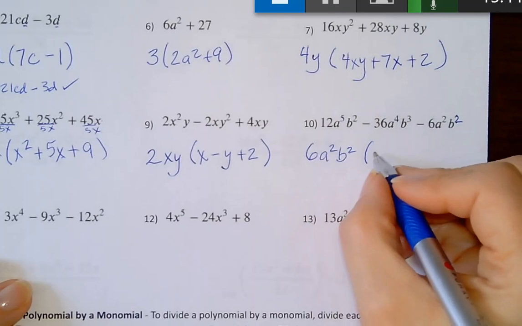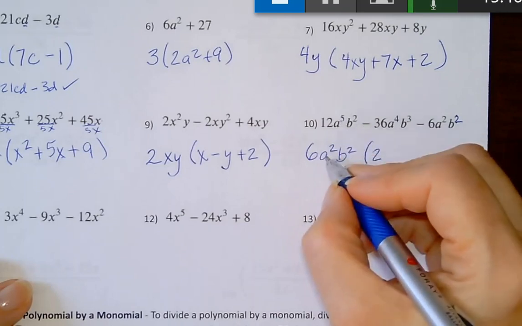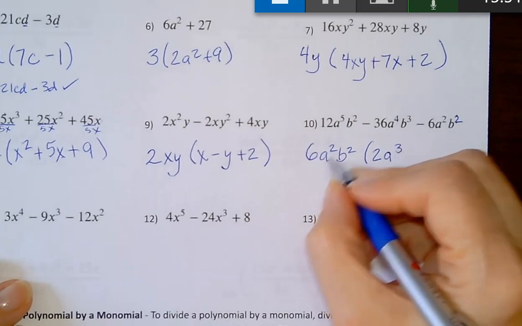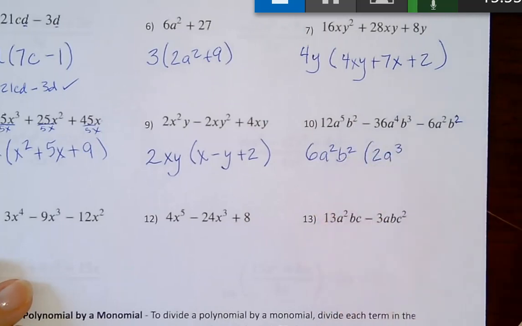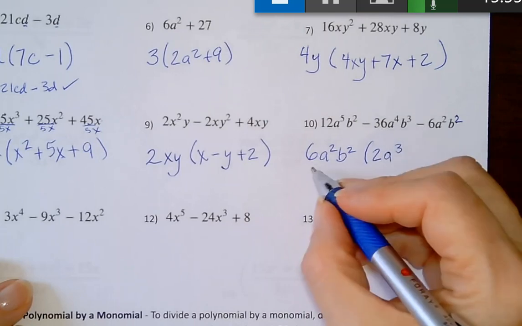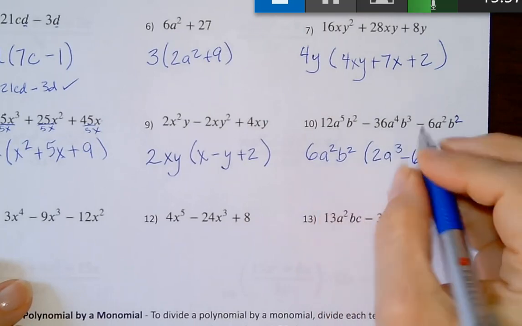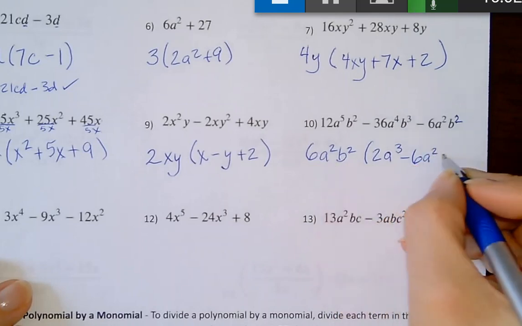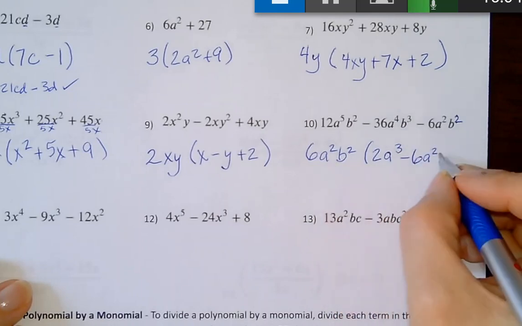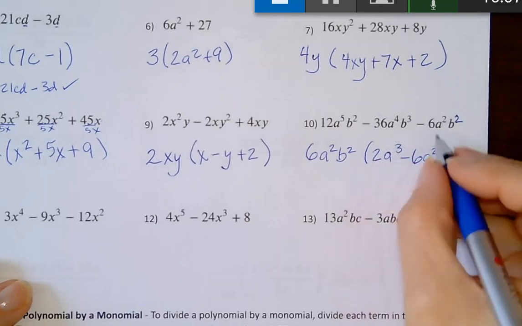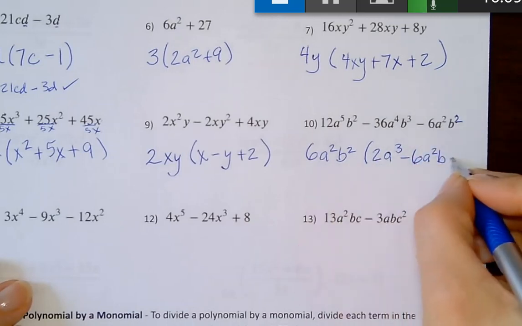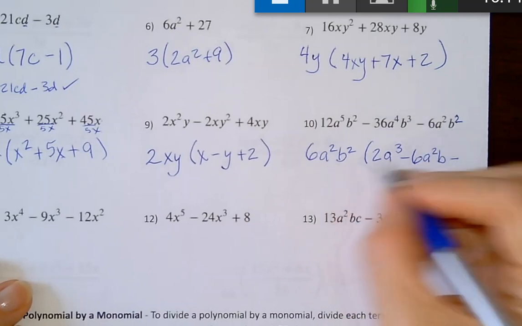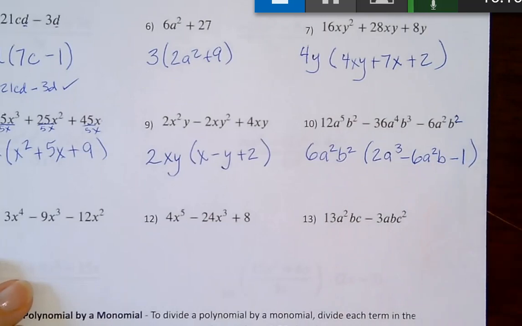Okay, 12 divided by 6 is 2. A to the 5th over a squared is going to be a to the 5 minus 2, so it's a to the 3rd. B squared divided by b squared is just 1. My next term, negative 36 divided by 6 is negative 6. A to the 4th divided by a squared is going to be a squared. And b cubed over b squared is b. And my last term, negative 6 divided by 6 is negative 1. And then a squared divided by a squared is 1. B squared divided by b squared is 1. So all I get is 1 there.